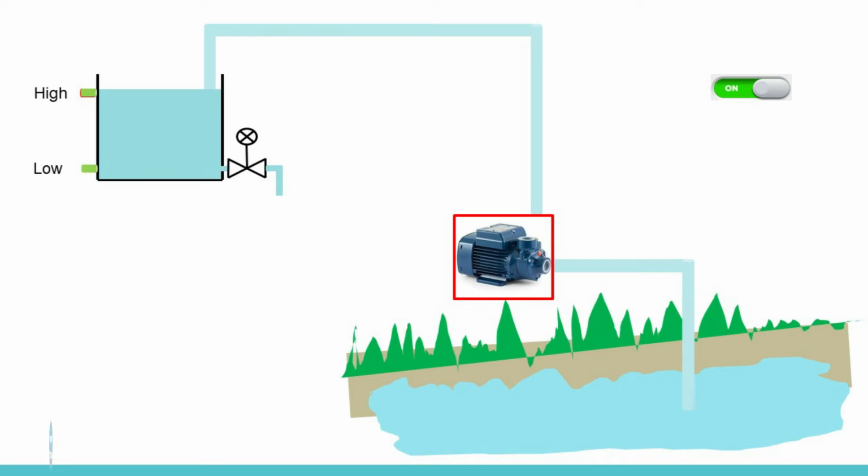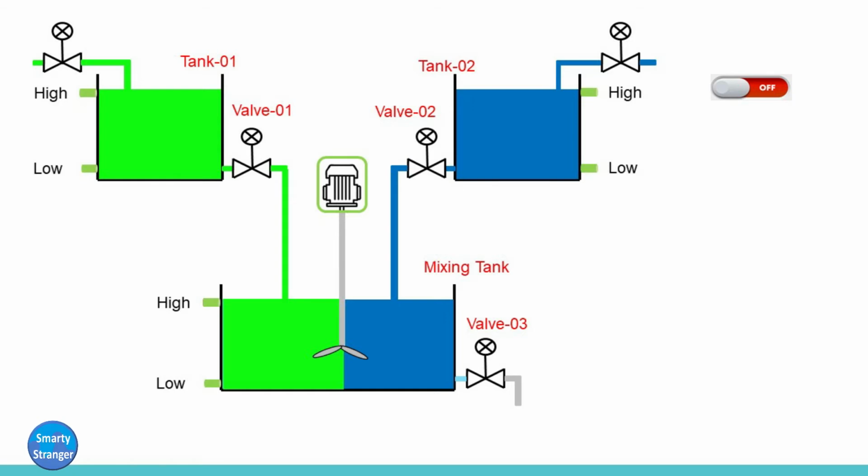We can use different symbols to make this program. It depends on the programmer how he uses the symbols to make a program. Consider another example. We have 3 tanks. Tank 01 and Tank 02 have different colors, and a mixing tank is used to mix the colors.